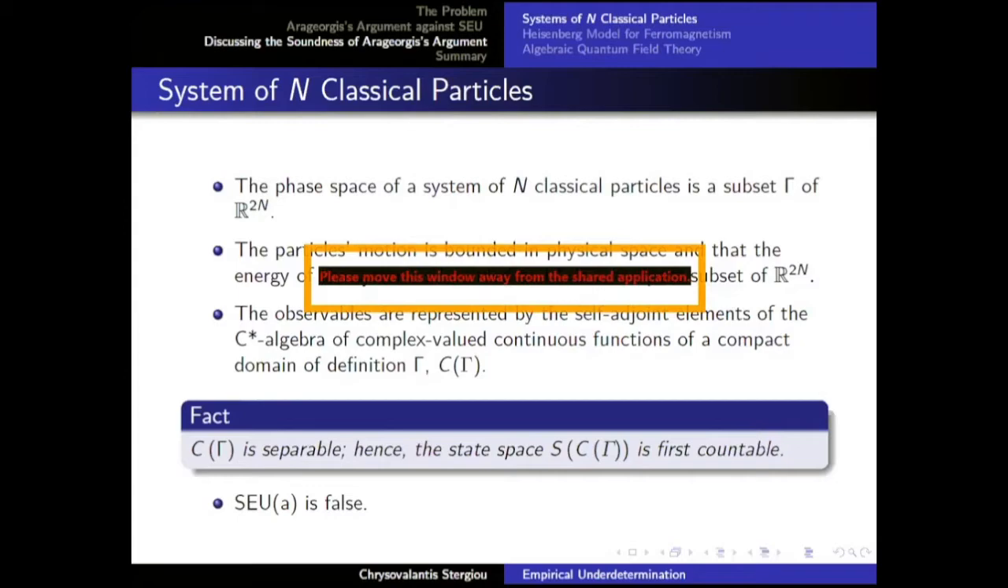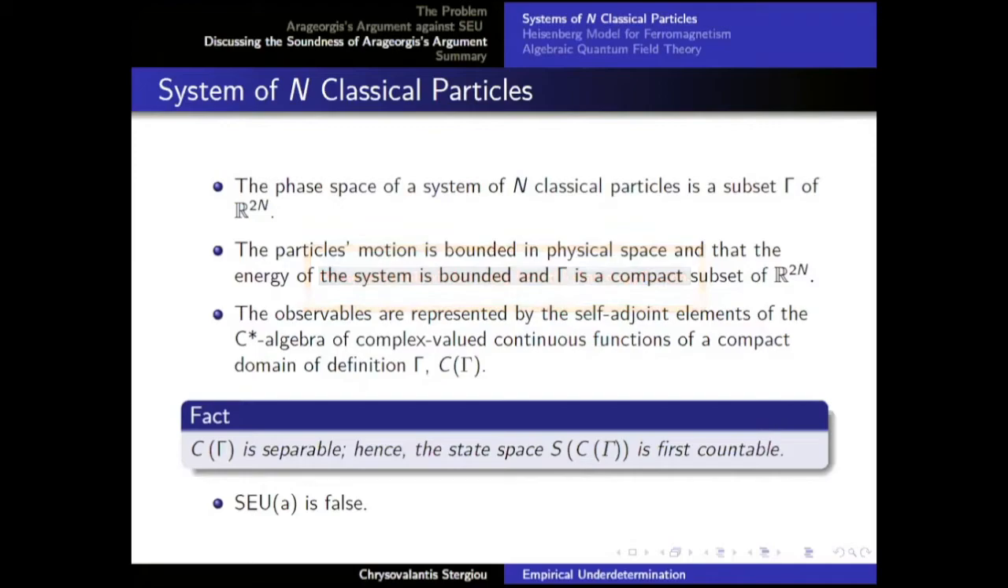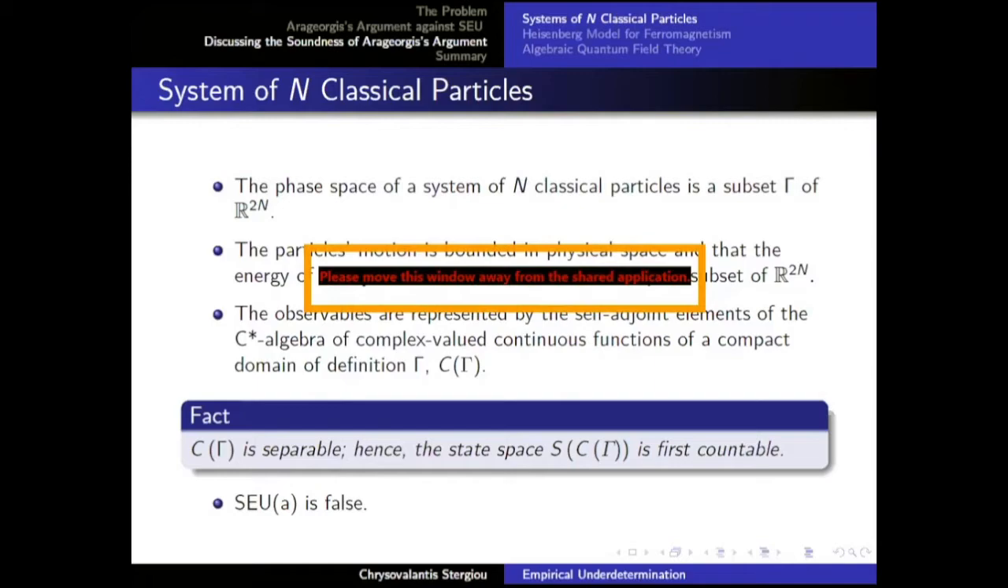Just to clarify, Valentin, there is no representation of the CCRs in this context. Is that right? No, I don't refer to CCRs at all. And one wouldn't be possible here, right? Because, there being a compact set, the spectrum of the position operator would be bounded, and so you wouldn't have any Weyl algebra. Yes, I don't have generators. Okay, thanks. I mean, the generators of the Weyl algebra need to be unbounded, right? Yes.